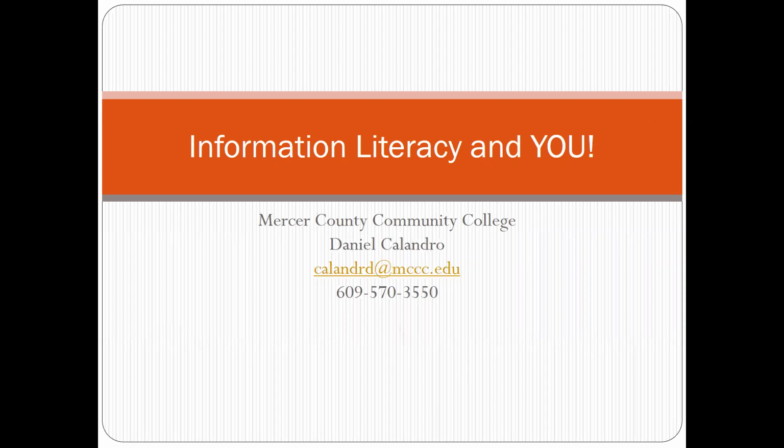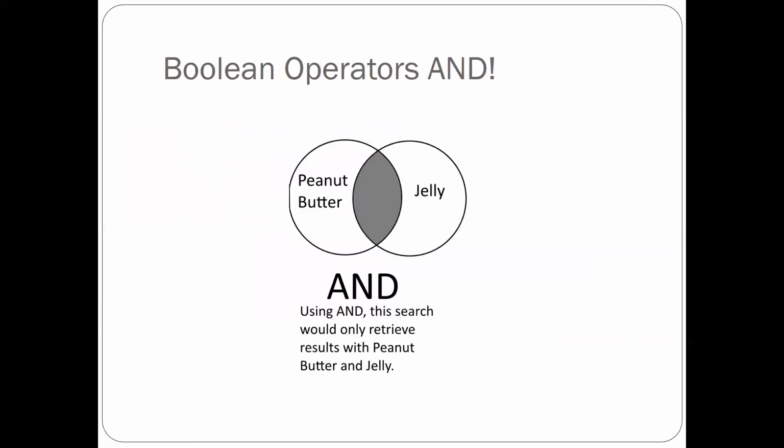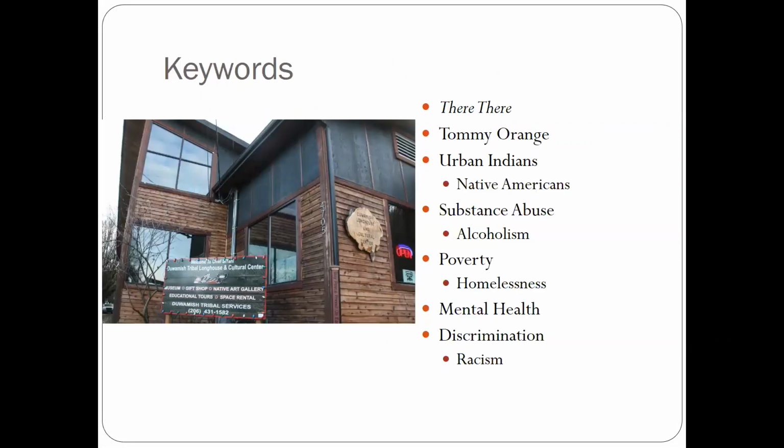As with the previous videos and research that you have done, you're going to use your keyword terms to find articles. Of course you can start with the title of the book, There. You can use Tommy Orange, and what it's about: urban Indians, Native Americans, substance abuse, alcoholism, poverty. All these things are in the book. You can zero in on these topics by using keyword terms along with the Boolean operator AND to narrow in and get articles that are not just on Native Americans, but something specific about them and their community.